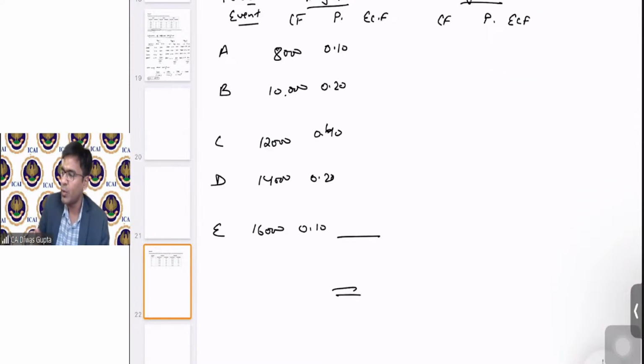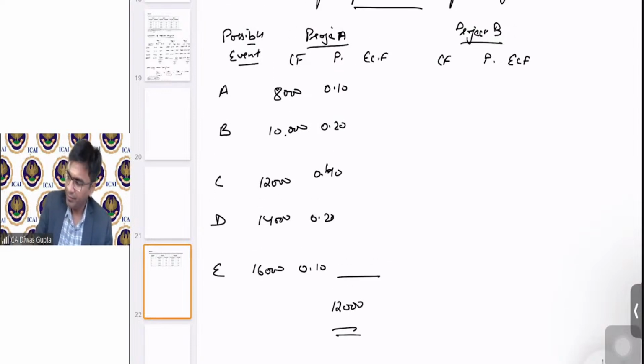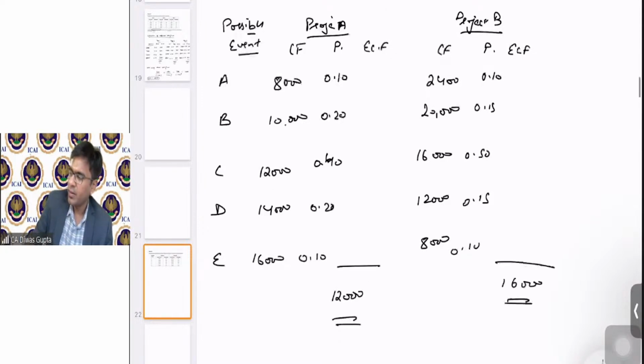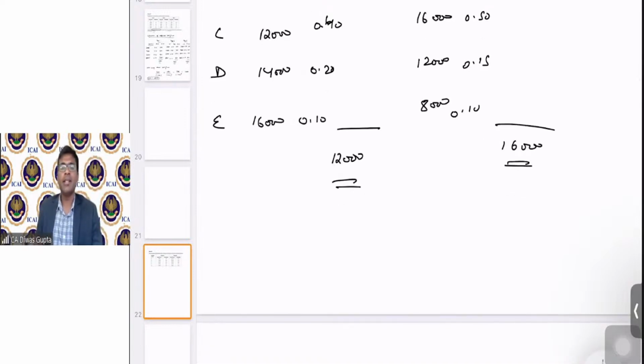I'm just trying to avoid extra time because it's just a simple multiplication, okay? But you have to mention the entire calculation in the exam, so don't skip that. Like 10, 15, 50, 15, and 10. So the total here comes out as 16,000. Okay, students. Now, this is the expected value.